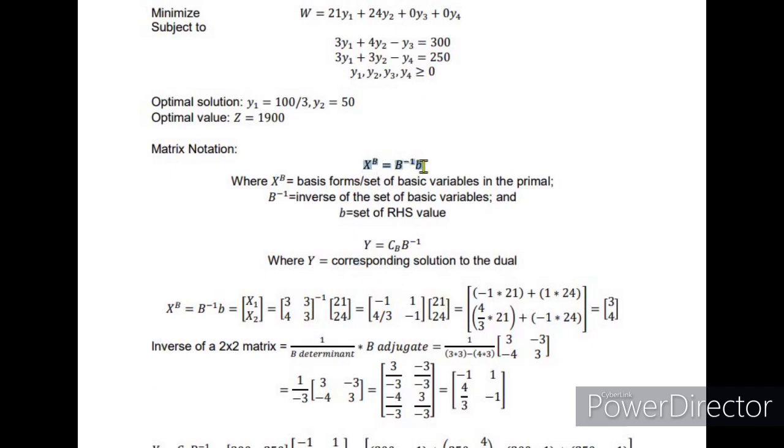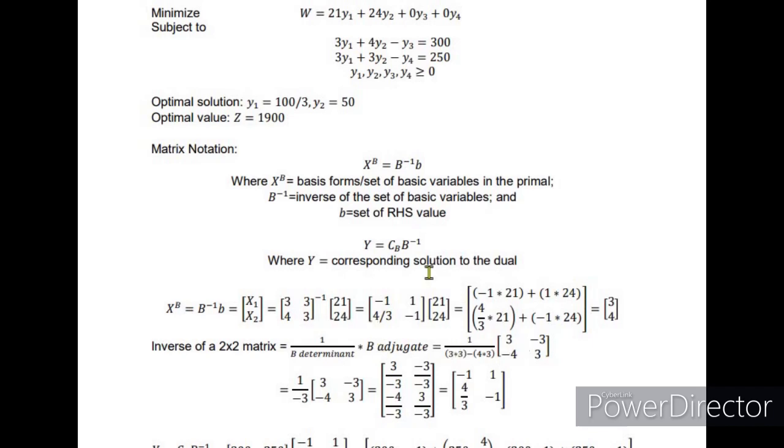We will use this notation first. First you have your matrix of the coefficients of the constraints. For constraint 1 you have 3, 3. For constraint 2 you have 4, 3. Since B here is raised to negative 1, we will get the inverse of this. Then we will multiply the inverse by small letter b. What is small letter b again? They are the set of RHS values, or the right hand side values.